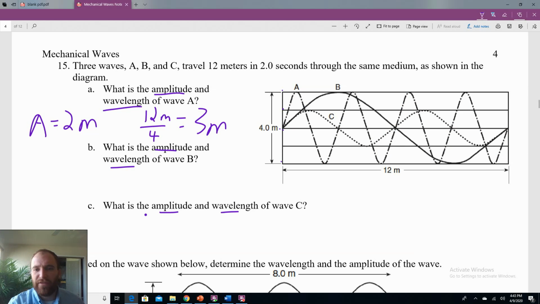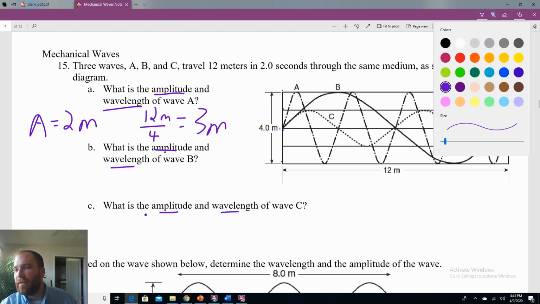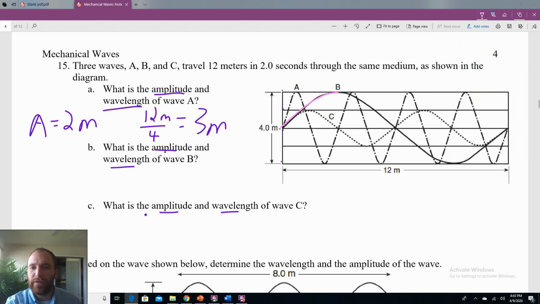What's the amplitude of wave B? So wave B, just to highlight it and make it a little more clear where it is, it's this guy right here. Alright, amplitude, remember, is from that middle line to the top of the line. I think that that's 2 meters. Okay, so it looks like wave A and wave B have the same amplitude.